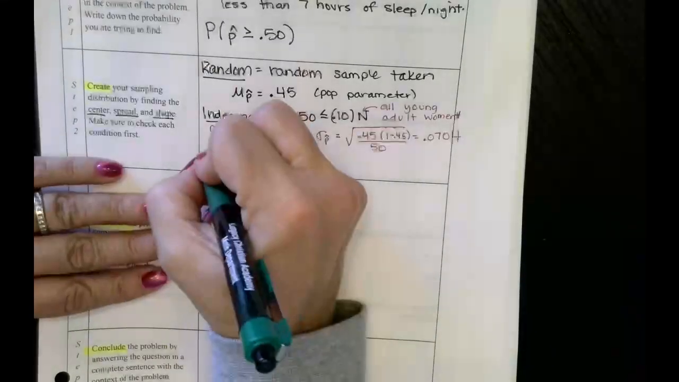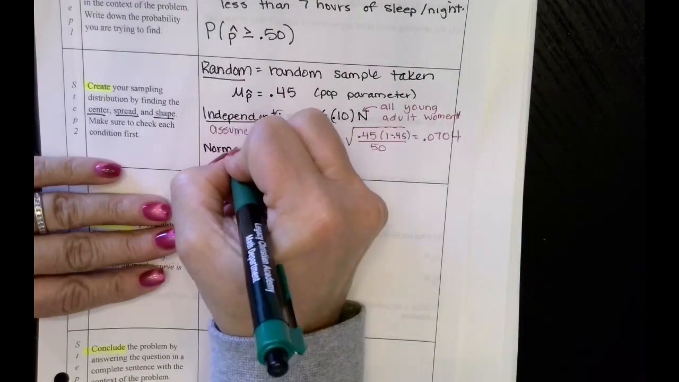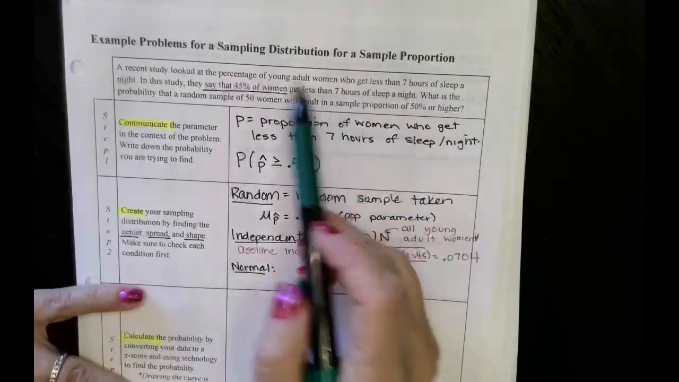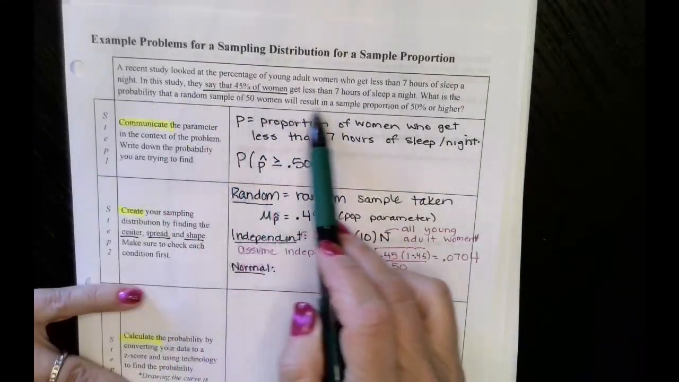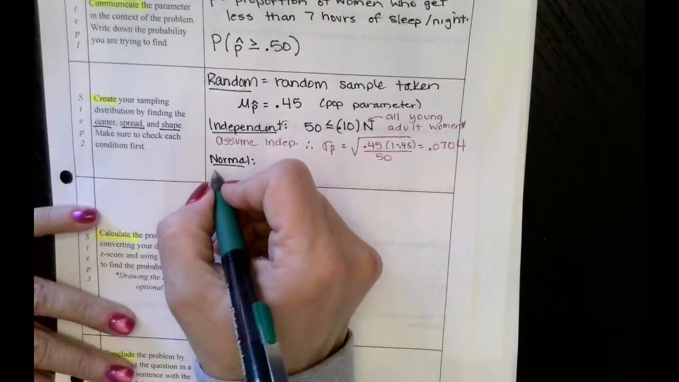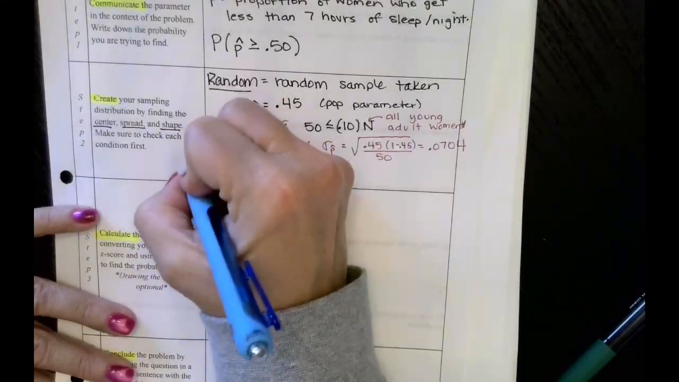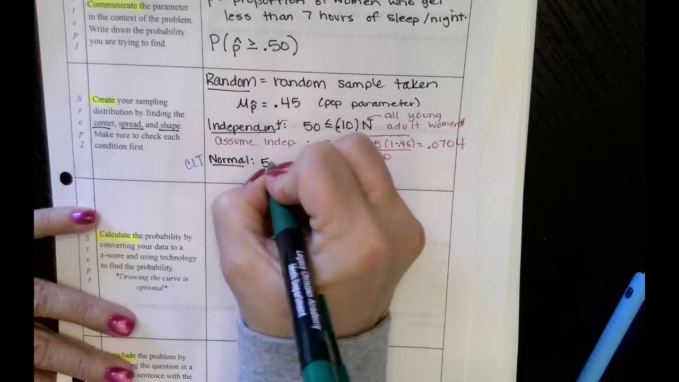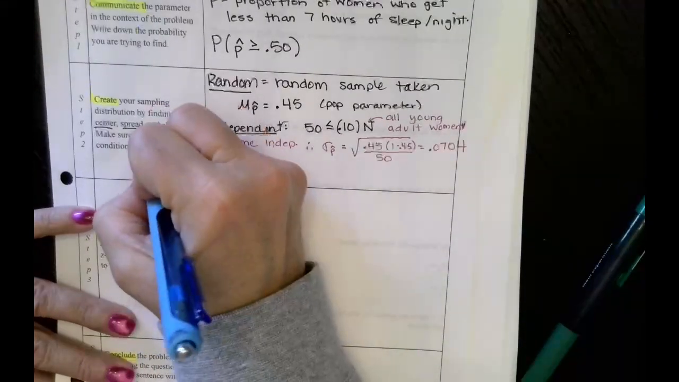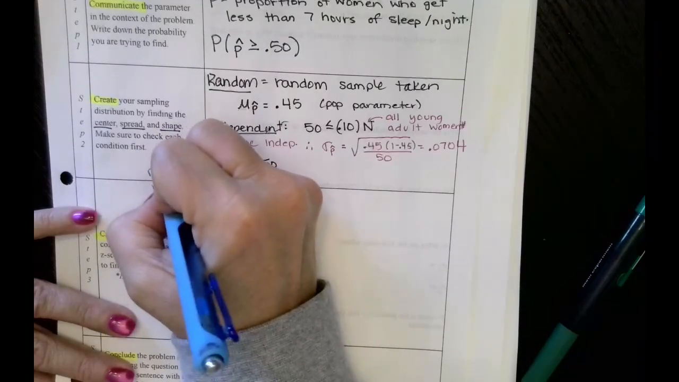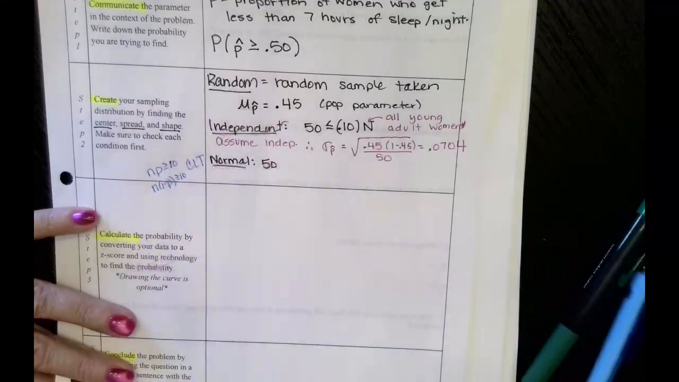Okay, last thing that I'm going to check here is, is this normal? Nowhere up here do I see that it says I have a normal distribution, so I have to check this. For normal, I'm checking the central limit theorem. That says N times P has to be greater than or equal to 10, and N times (1 minus P) has to be greater than or equal to 10.